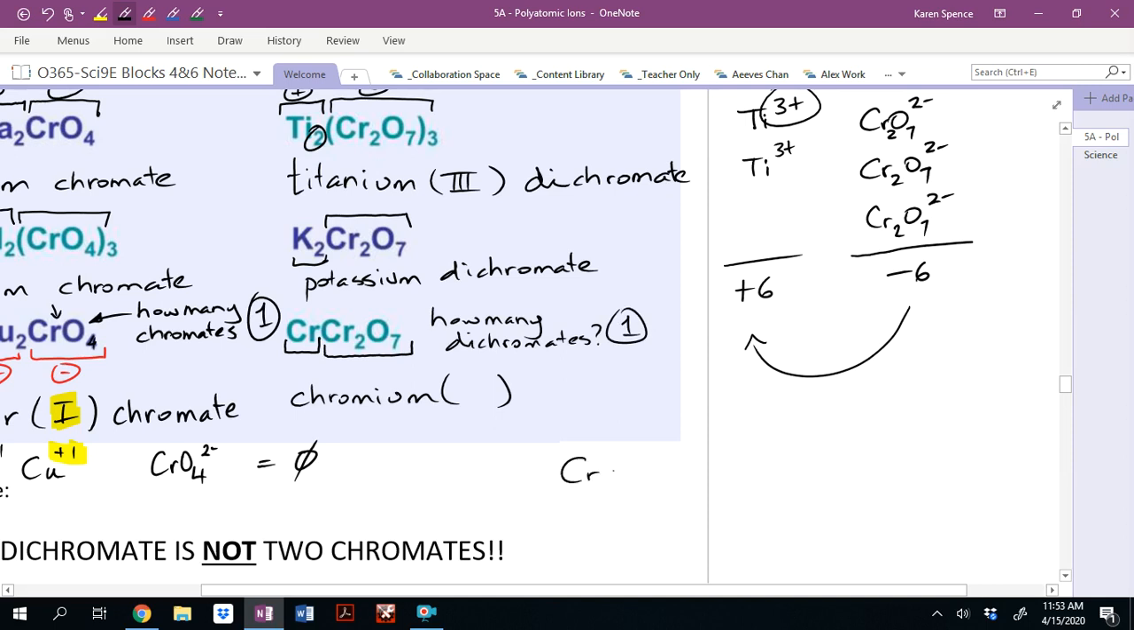Remember, draw out how many of each ion you have, Cr2O7. And you look up its chart. It is 2 minus. And how many chromiums do we have? We just have 1. Okay, so these chromiums are part of the anion. This chromium is the cation. And so in order to have an overall charge of 0, this chromium has to have a 2 plus charge. 2 plus and 2 minus gives us 0. So this will be chromium(II) dichromate.